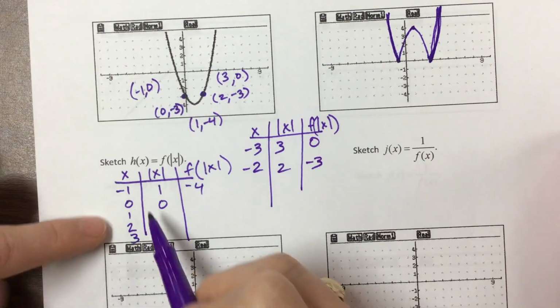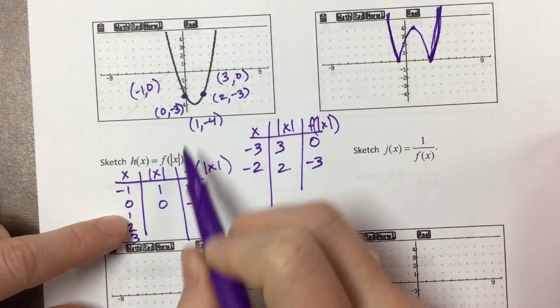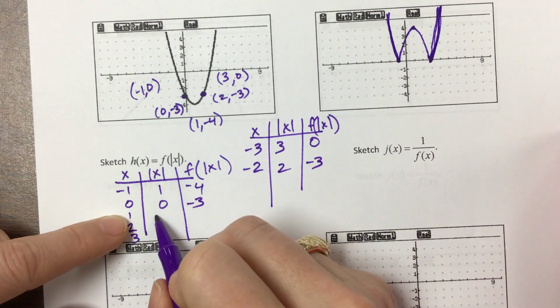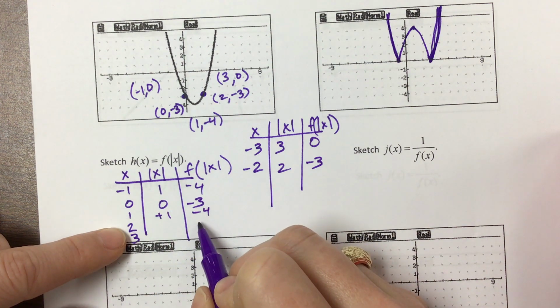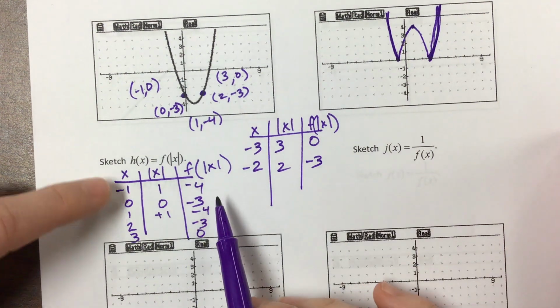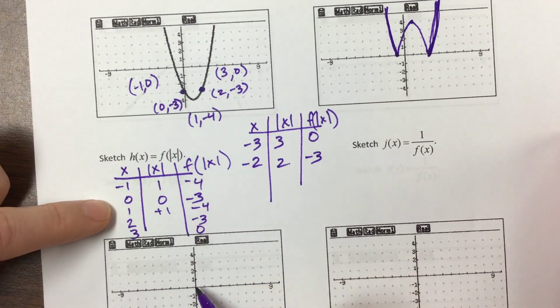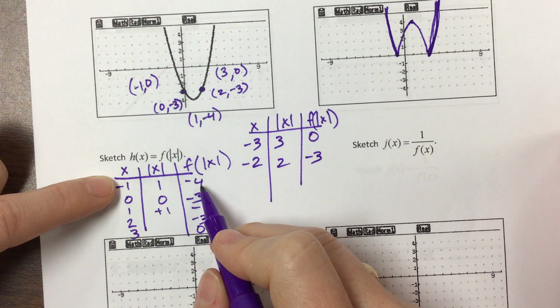So now here at 0, where was I? I was at negative 3. At 1, that's still positive 1. Here's the negative 4. At 2, I'm at negative 3. And at 3, I was at 0. So here are some of the points that I need to graph. At 0, it was negative 3. And then at positive 1, it's negative 4. But at negative 1, it's also negative 4.